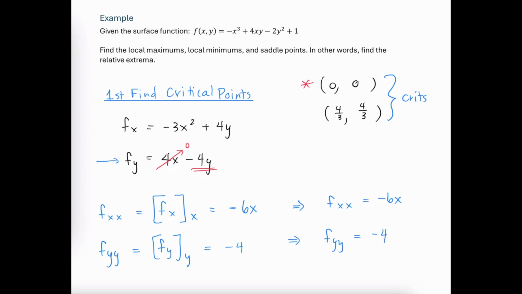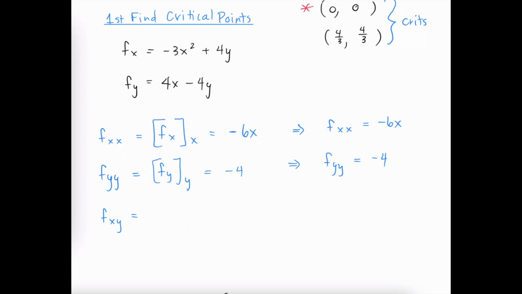Fyy is equal to negative 4. Now we need to determine the first partial with respect to x, differentiated again, but this time with respect to y. So that's the first partial with respect to x function, differentiated with respect to y the second time. So we begin with the first partial with respect to x and differentiate it with respect to y, which means that the x values are constant and this derivative is 0, and the derivative of this term with respect to y is just 4. So let's clean that up again.